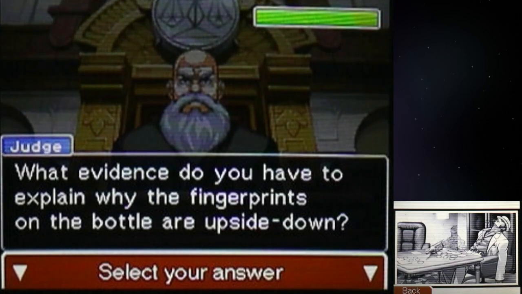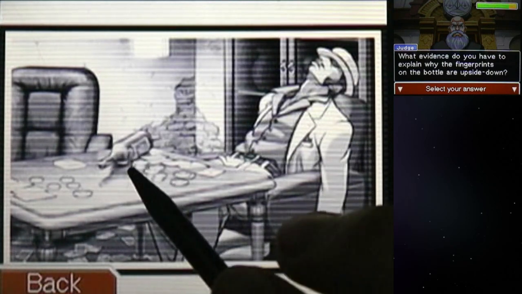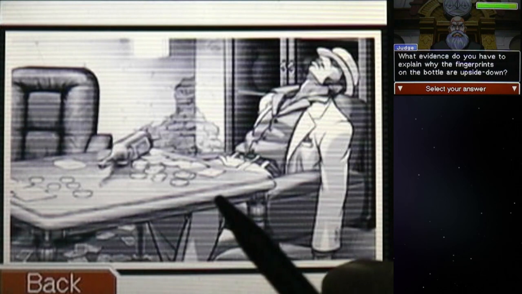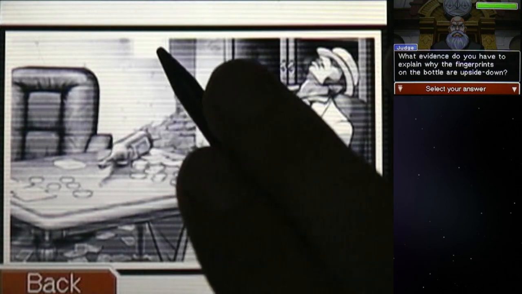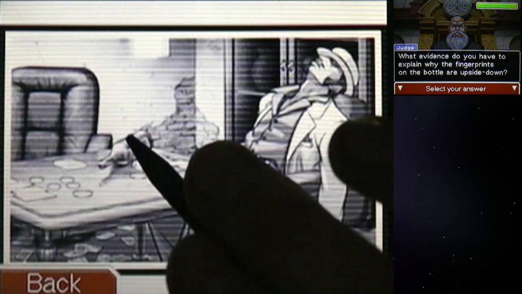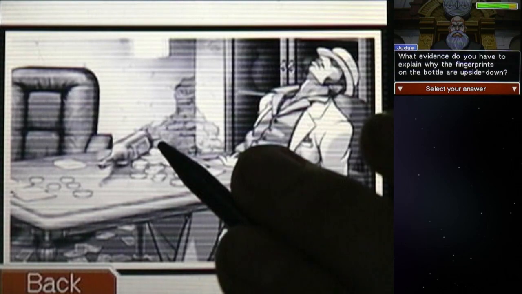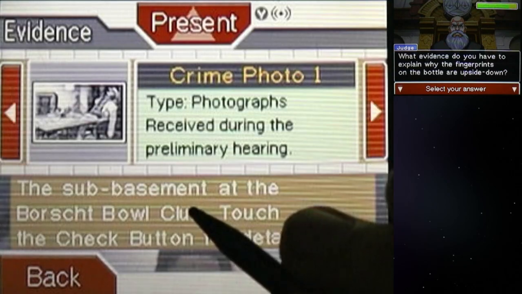Is it this photo? See how it's lying on the opposite side of the table? Oh, that's the window. I didn't even notice that before. But if Phoenix Wright were to put it there, he would have had to grab it upside down. Right? Right?